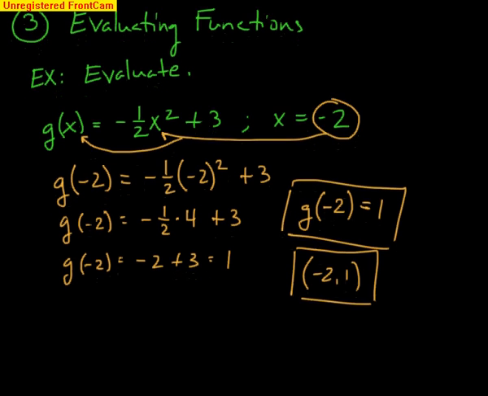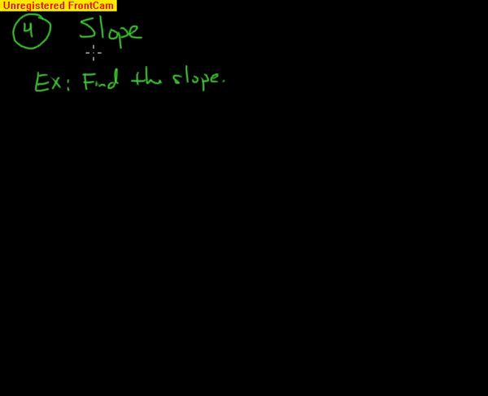Okay, one more type of problem before we start doing our review problems. The fourth type of problem we did was finding slope. Slope was our next topic. In the example, it'll say find the slope. Find the slope. And I'm going to do two examples for this one. The first example has the points negative 2, 1, and 6, 5.